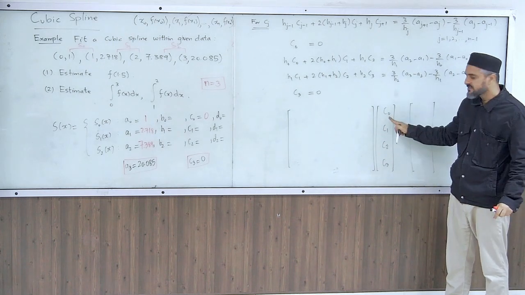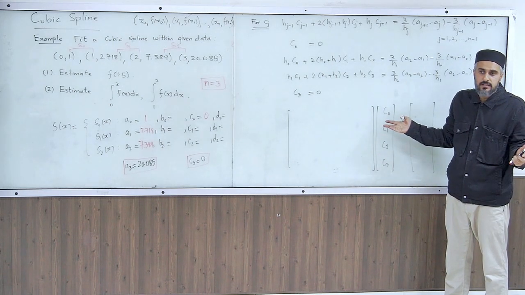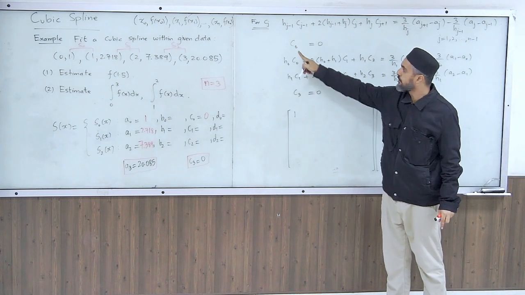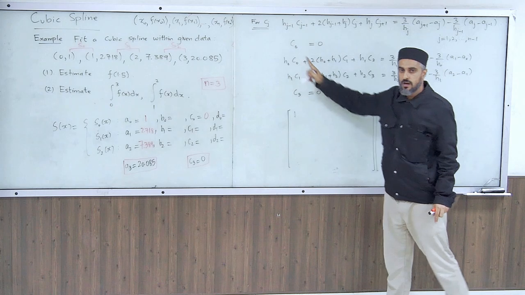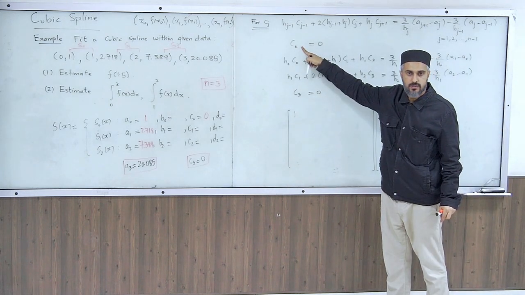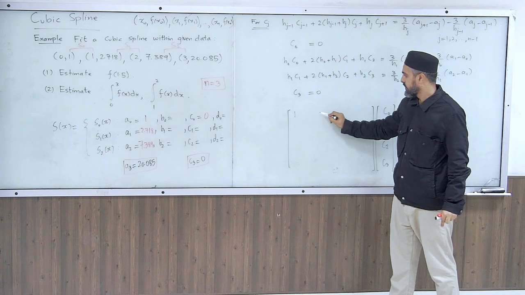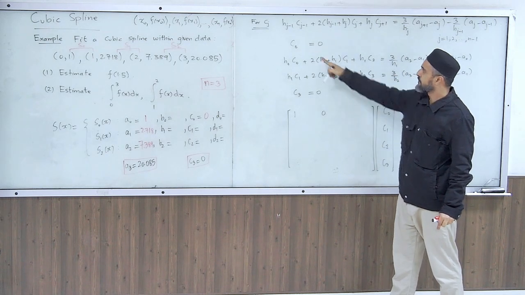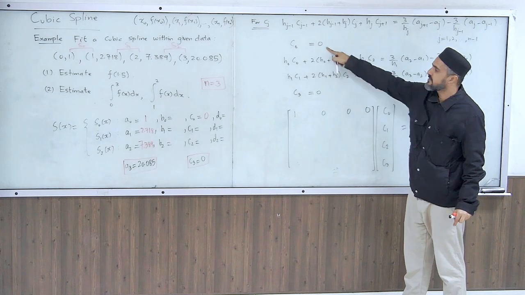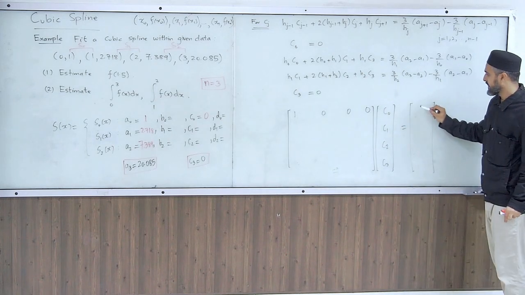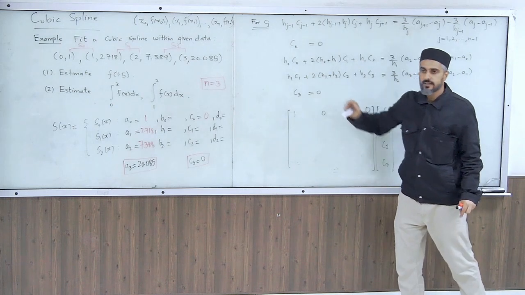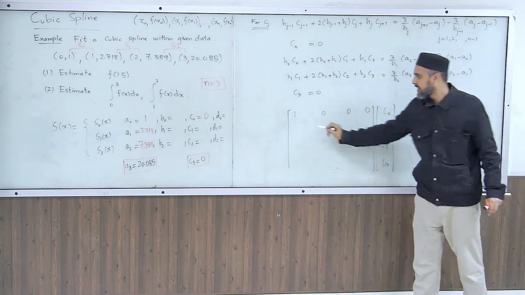Okay, so let's write C0. If this is a linear equation, what is the coefficient of C0? 1. The coefficient of C0 in this equation is 1. What is the coefficient of C1? It's 0. It's not here. Then what is the coefficient of C2? It's 0. And what is the coefficient of C3? In the first equation, it's 0. And what is the right hand side? It is 0.